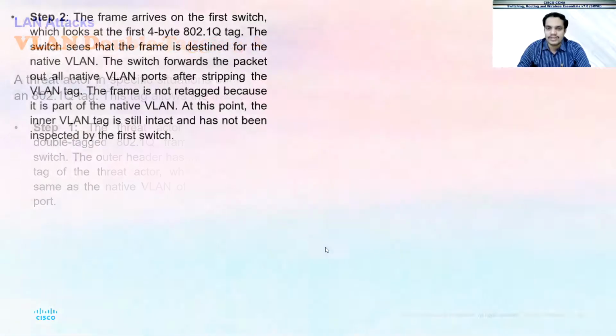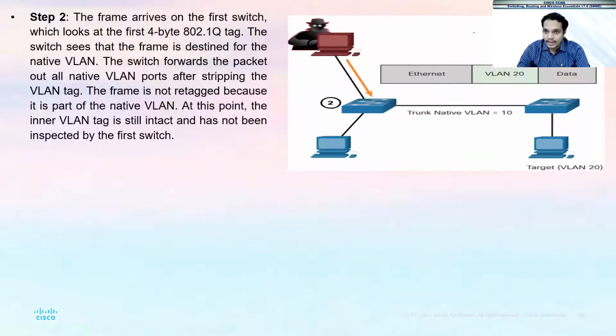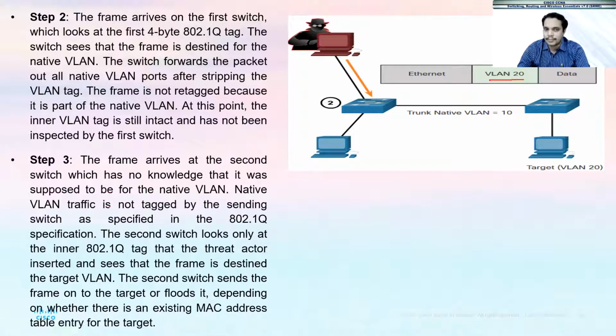So when the switch sees this, it doesn't bother. The frame is destined for the native VLAN. The switch simply forwards the packet out on all native VLAN ports after stripping the VLAN tag. The frame is not retagged because it's part of the native VLAN. At this point, the inside tag is still intact. Only the outer tag is stripped. The inner VLAN tag has not been inspected by the first switch, which leads to step 3.